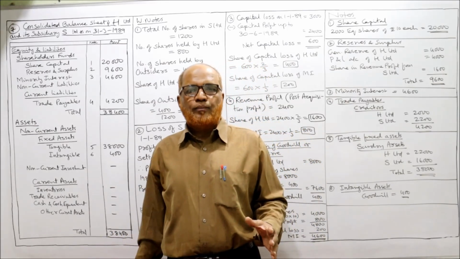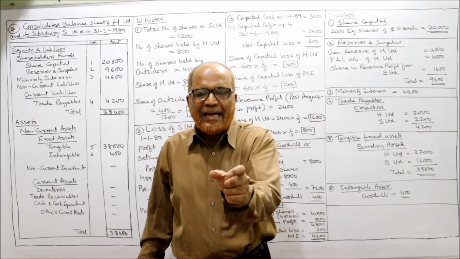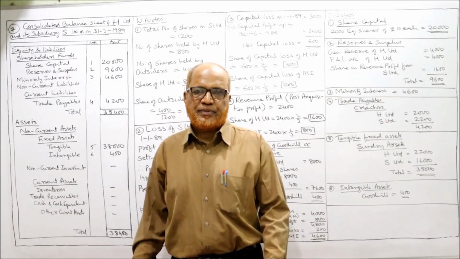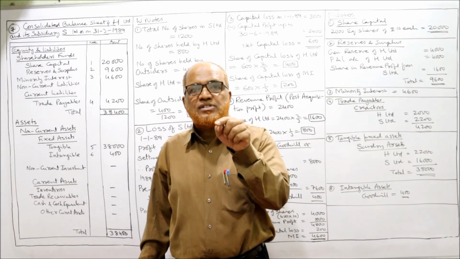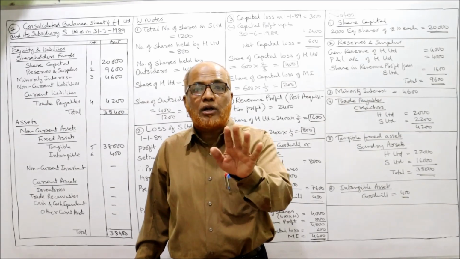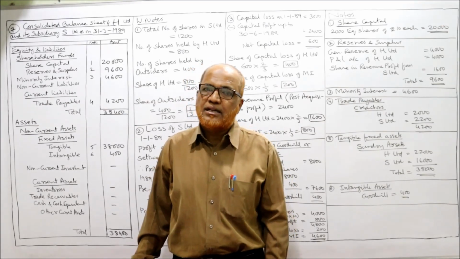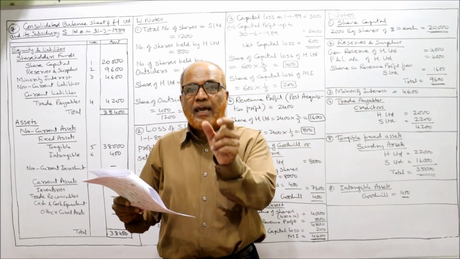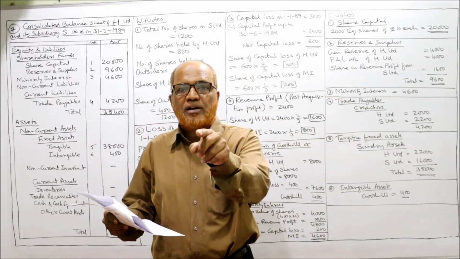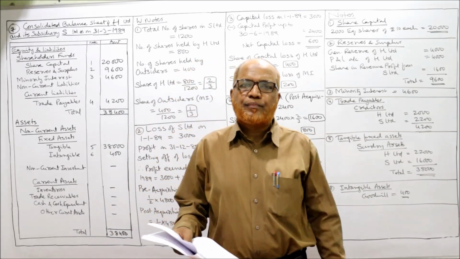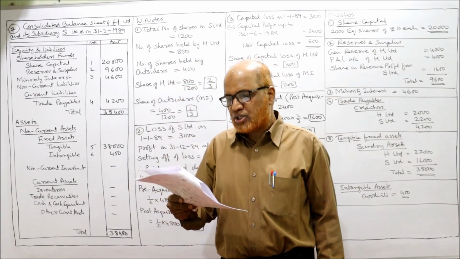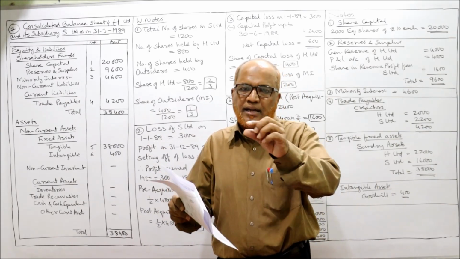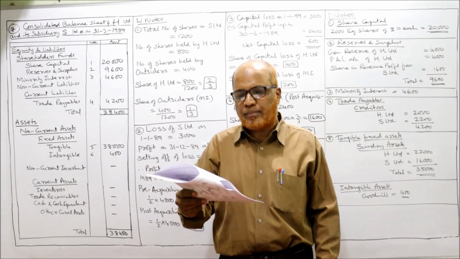Already I explained to you that the share capital of the holding company will come the same as it is in the consolidated balance sheet, whereas the share capital of the subsidiary company will not be taken in the consolidated balance sheet. Then the general reserve is given only in the holding company, so this general reserve will directly come in the consolidated balance sheet. And creditors, we simply have to add up both the creditors and take accounts payable in the consolidated balance sheet.